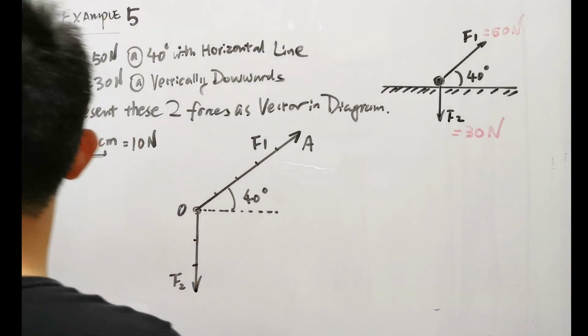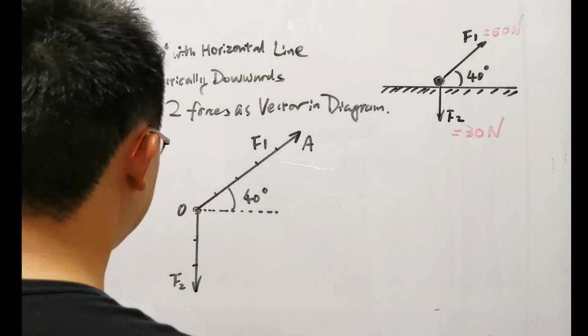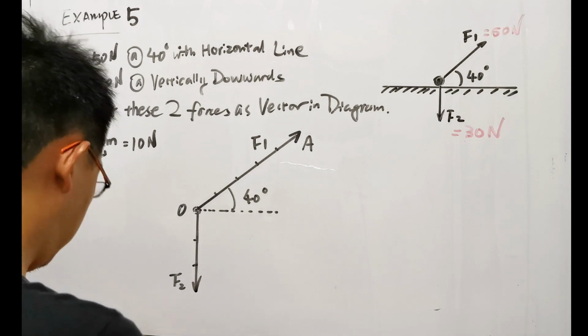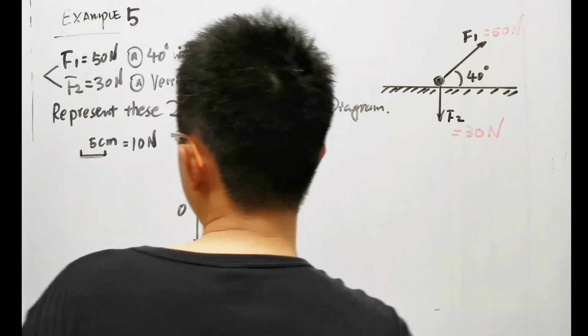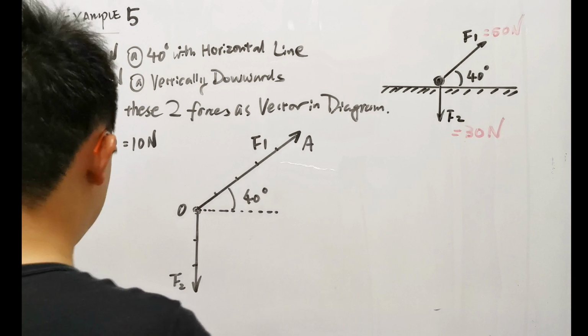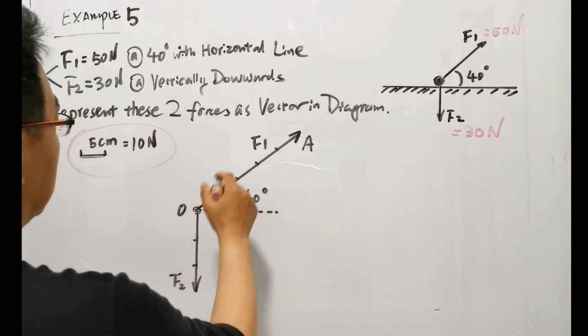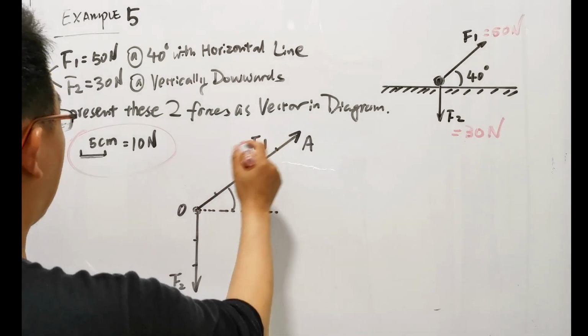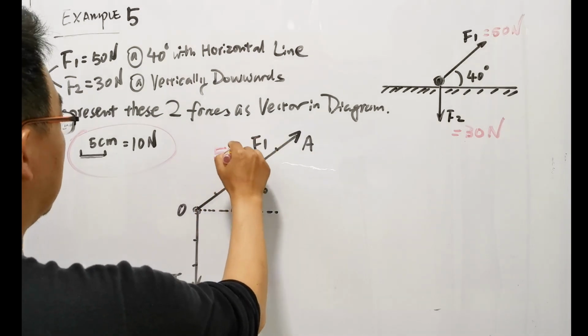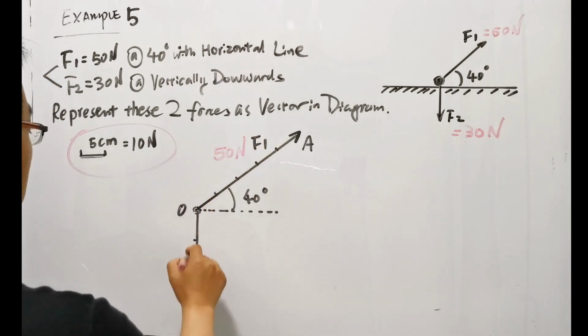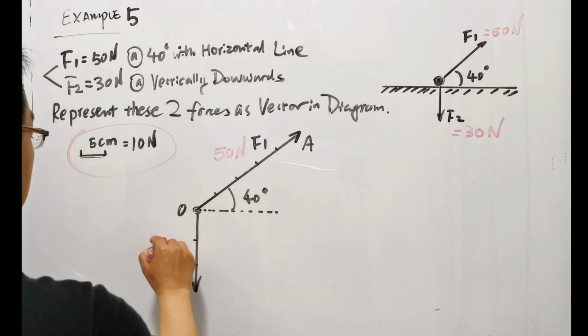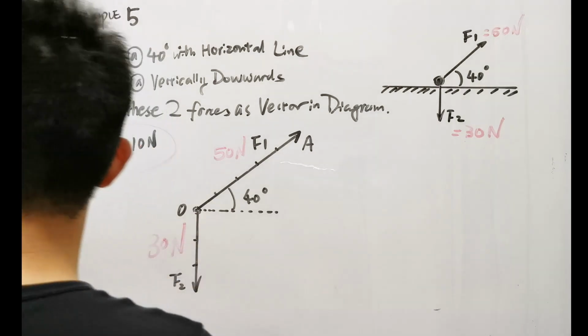So from here we can represent. Every 5 cm will be 10 Newtons. So here we have 1, 2, 3, 4, 5, so it's 50 Newtons. And then here 1, 2, 3, so it's 30 Newtons.